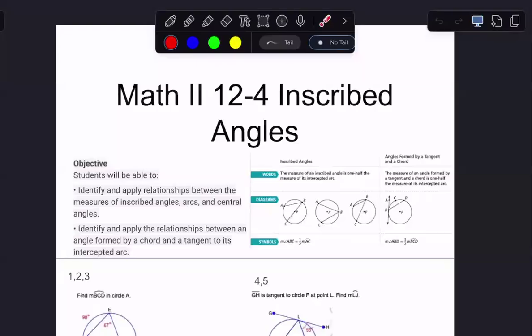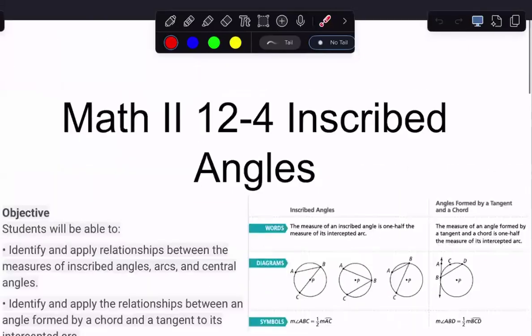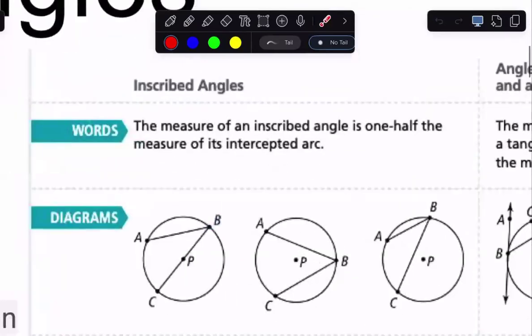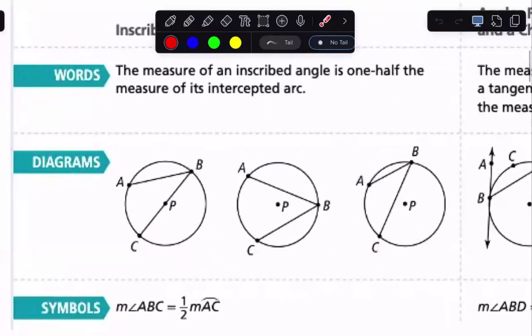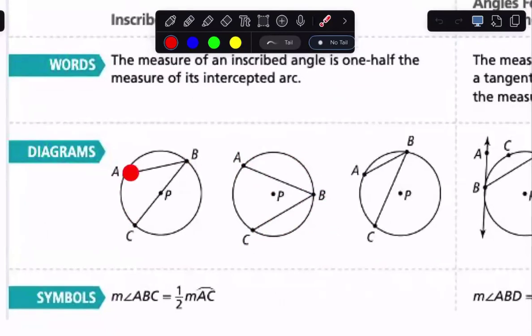All right, so the formulas you have to know for inscribed angles: the measure of an inscribed angle is half of the measure of its intercepted arc. So this angle is half whatever the arc is, no matter where it is on the circle, as long as it's at the edge. This is when you have two chords. So this is the formula relationship.